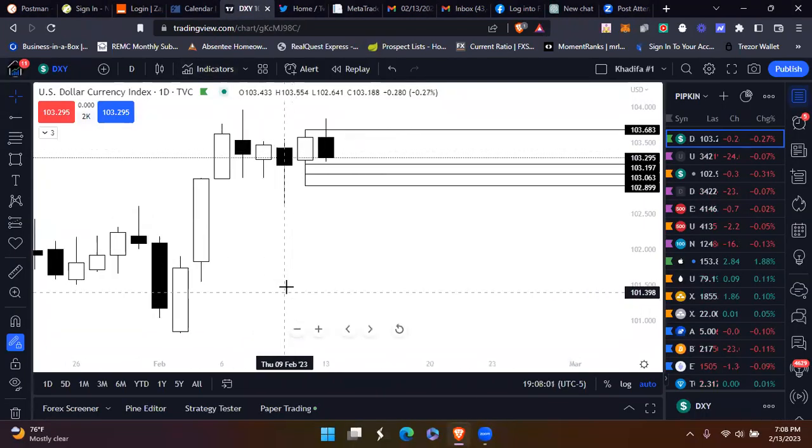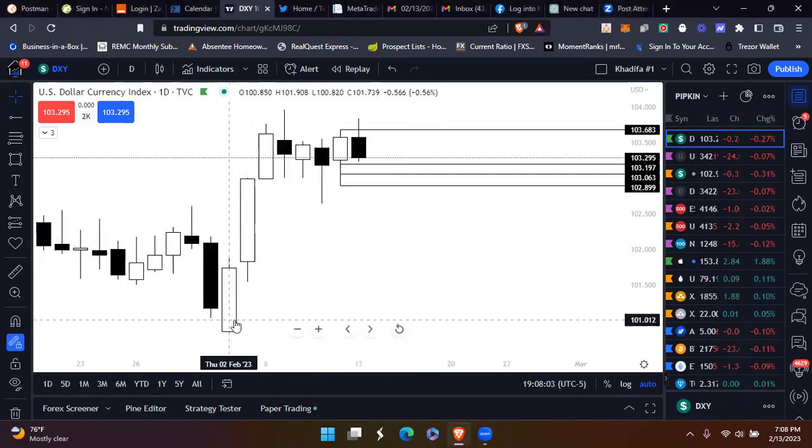All right, now with that out of the way, looking at technicals. So today we seen for the dollar that we had previous day's buy side liquidity taken out.